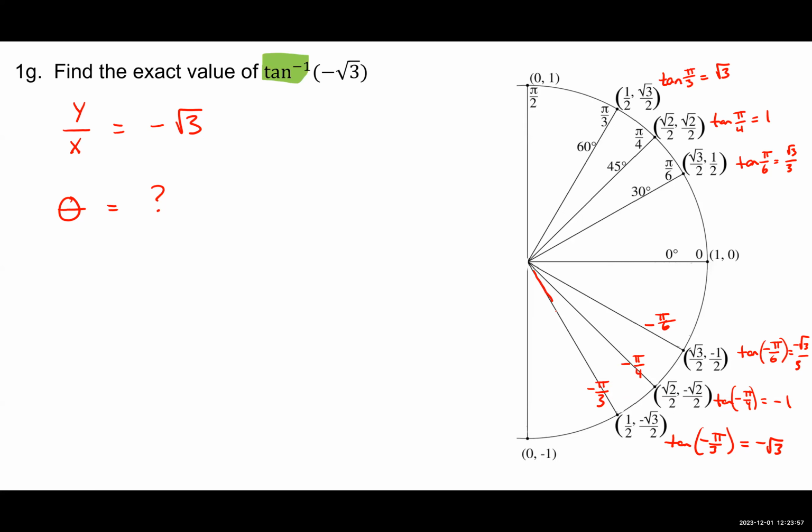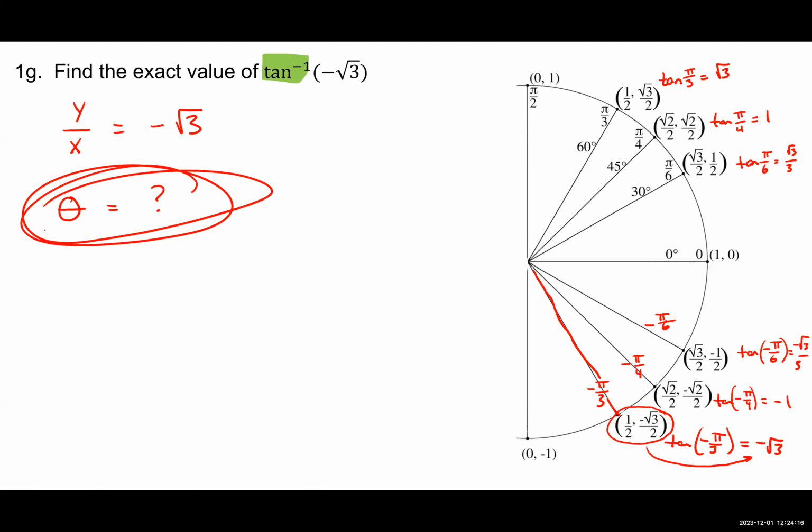Right, so here's our angle. This terminal point gives us the value of negative square root of 3. So the tangent inverse, remember, we're looking for the angle. The tangent inverse of negative square root of 3 is equal to negative pi over 3. That's our answer.